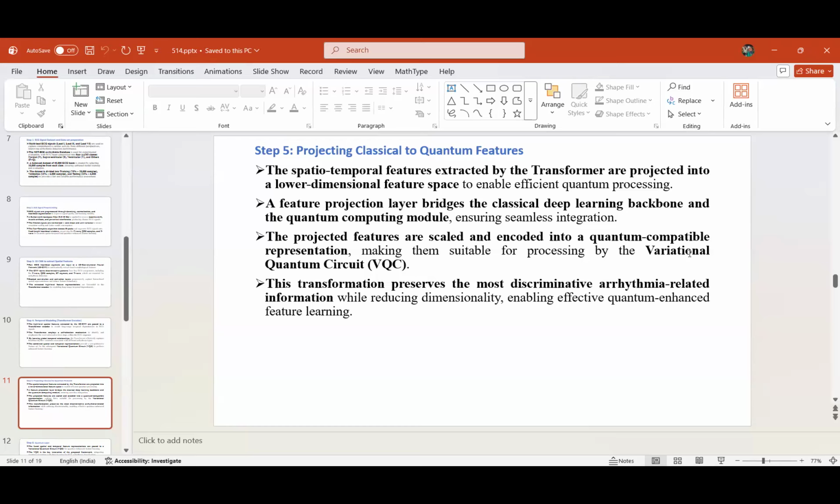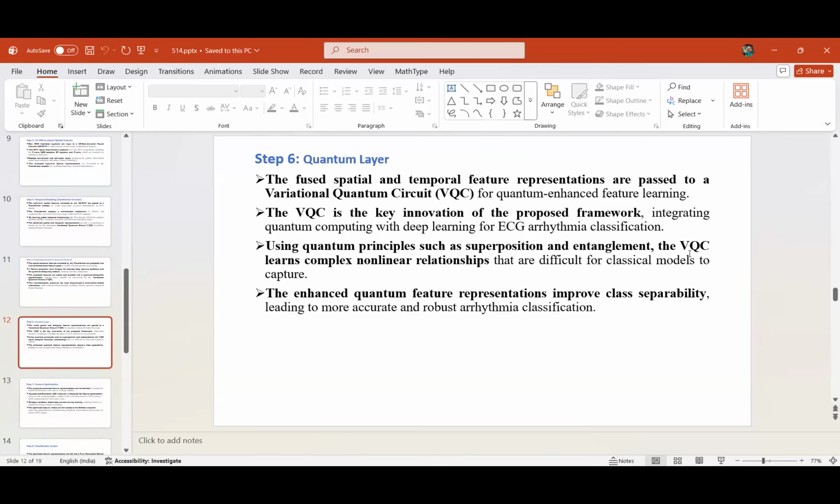Whatever features we extract are converted so that they are suitable for quantum computing. The projected features are scaled and encoded into a quantum-compatible representation, making them suitable for processing by the variational quantum circuit. This preserves the most discriminative arrhythmia-related information while reducing the dimensionality, enabling effective quantum-enhanced feature learning. The next step is the quantum layer.